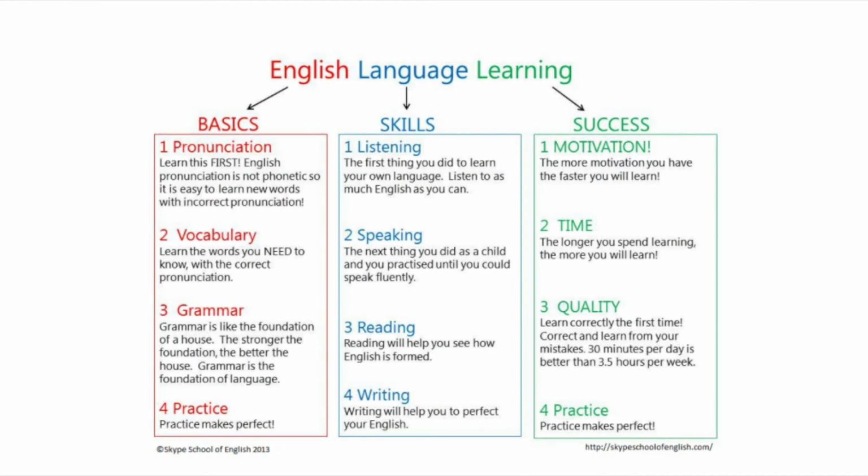In this next graphic, it shows you the three different steps of an English language learner's success in learning the English language. The first step is learning the basics: pronunciation, vocabulary, grammar, and then practicing everything you've learned. When it comes to pronunciation, you have to learn this first.